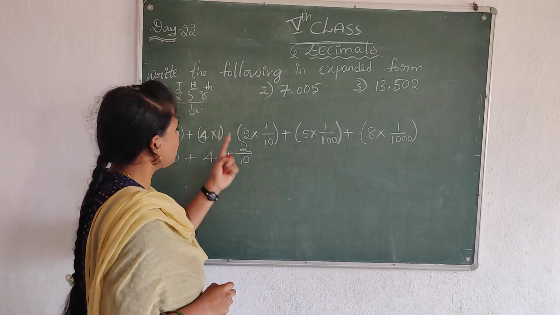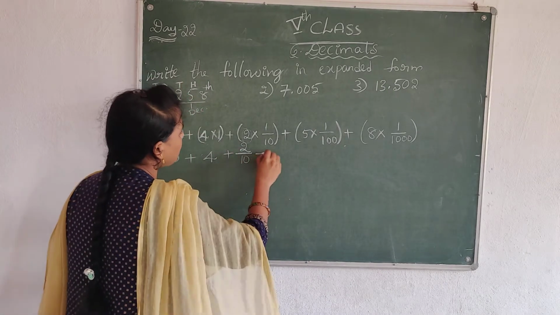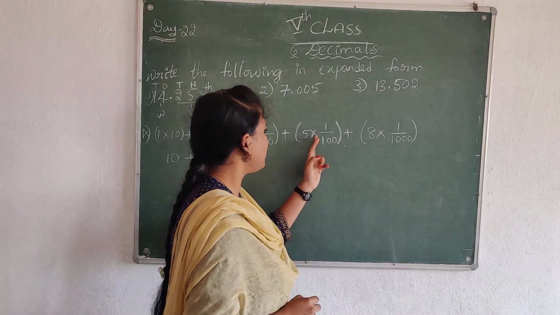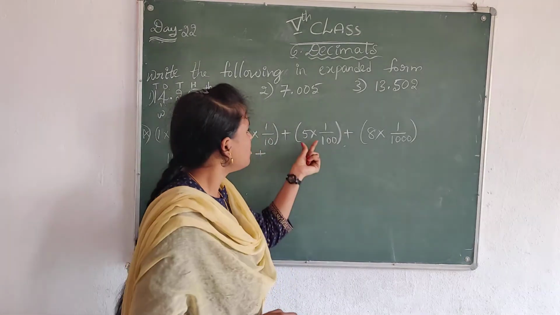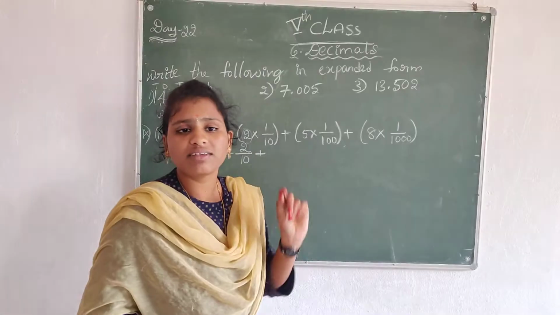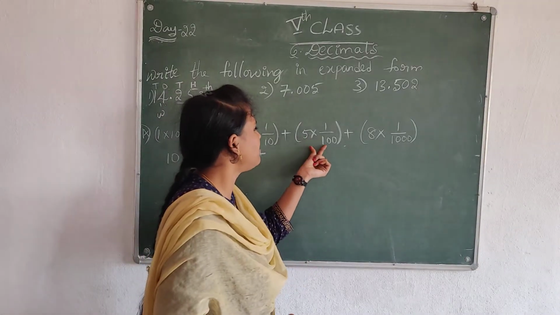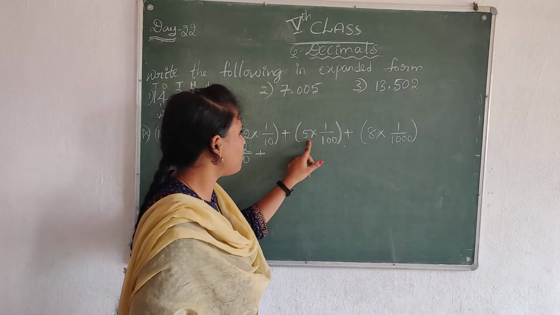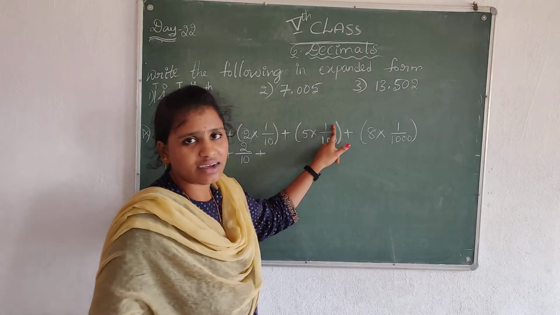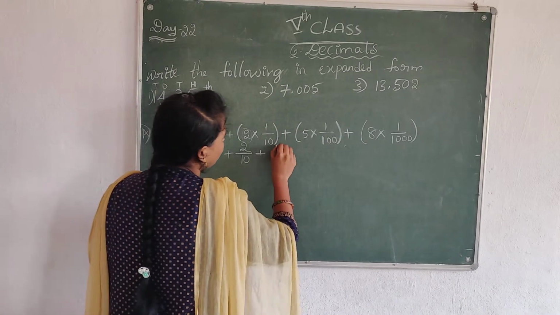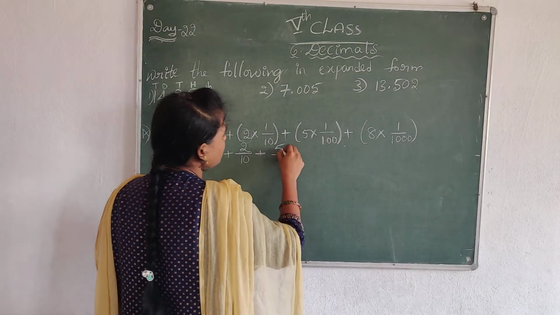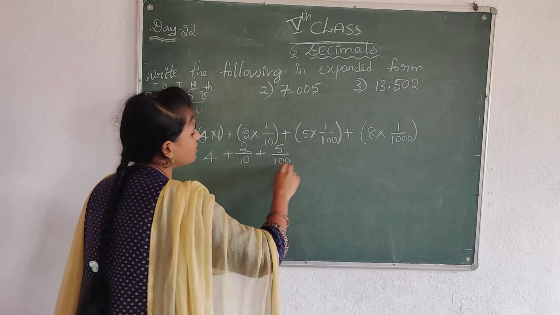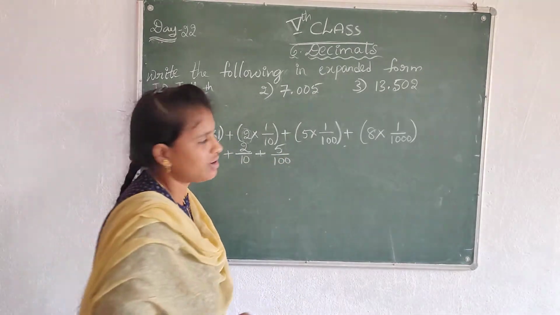2 tens means 2 by 10 plus 5 is a whole number. Here we have a multiplication, this is not a mixed fraction. This is just multiplication. That's why multiply this whole number into the numerator. If you multiply 1 into 5, you will get 5. The denominator is 100. So write down 5 by 100.